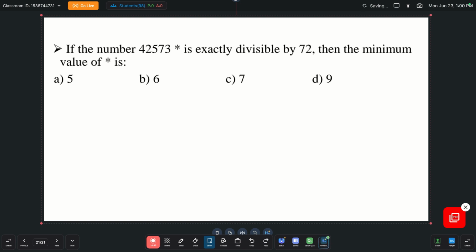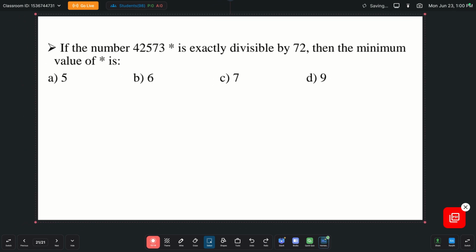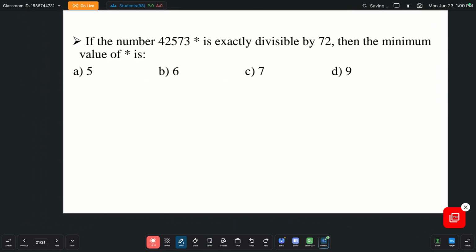If the number 42573 star is exactly divisible by 72, then the minimum value of star will be equal to, this question we can do easily. We need to divide by 72 table. In 72, what is the units place, in the sense 2? What is the divisibility rule for 2? Unit digit is an even number. By using options, what is the units place we are having? Even number we are having 6. Only one option we are having, 6. So the number will be 425736.